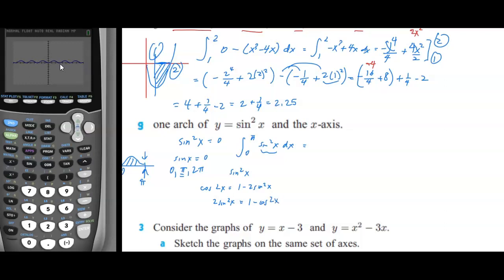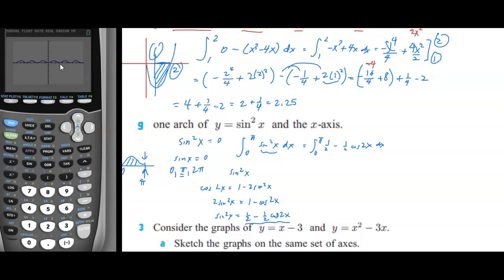We could divide both sides by 1/2. So we could have sine squared x is equal to 1/2 minus 1/2 cosine 2x. If you ever have this on the IB exam, they'll give you a hint. They'll give you something like this so that you'll know how to rewrite it. 1/2 minus 1/2 cosine 2x dx.